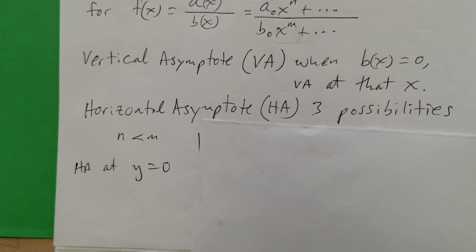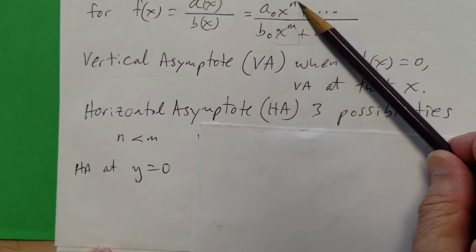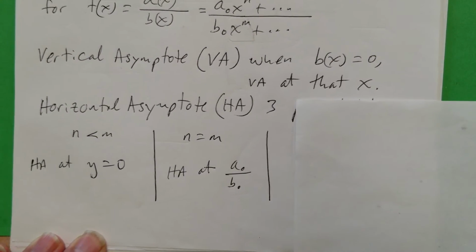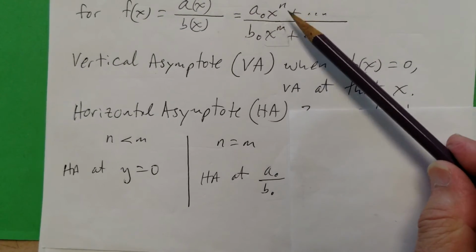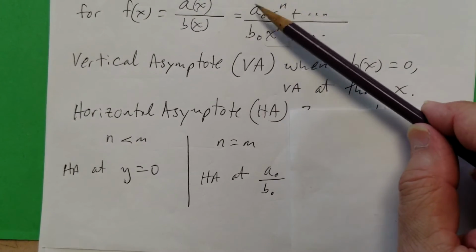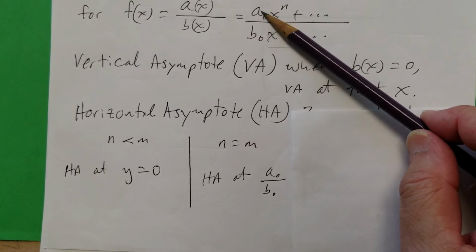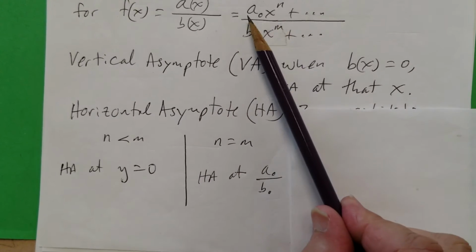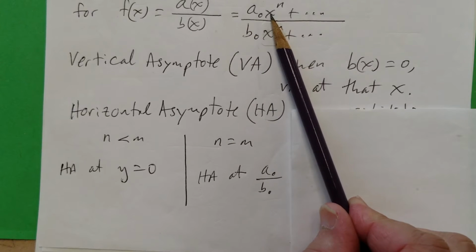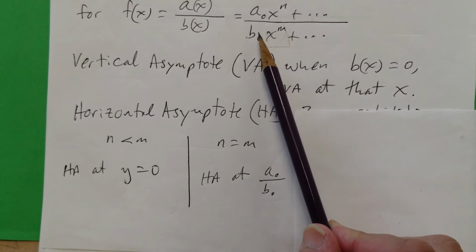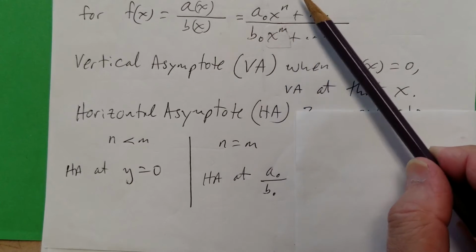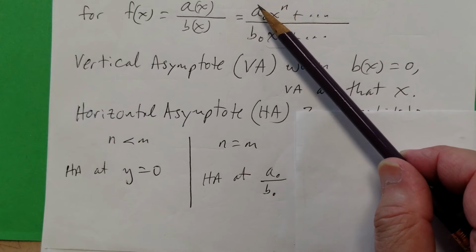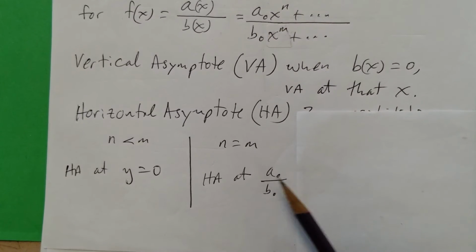What if these two, this is not smaller than this, but they're equal? Well, if they're equal, then you cancel the powers, and whatever you're left over with, these numbers here, that is your asymptote. Suppose you had 2x to the fifth over 3x to the fifth. Well, the x to the fifth will cancel. You ignore them, and you're just left with 2 over 3. That's your answer, 2 over 3.